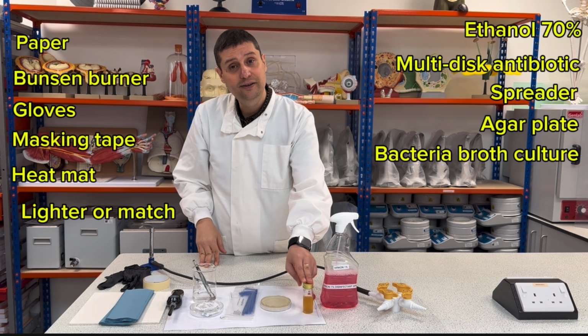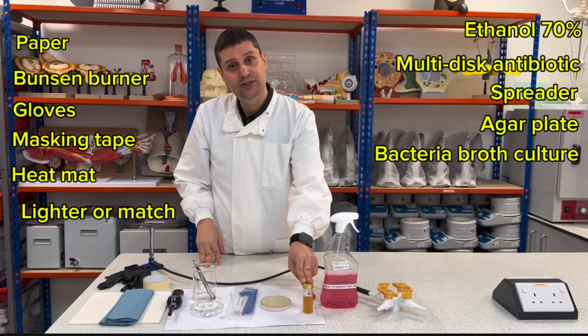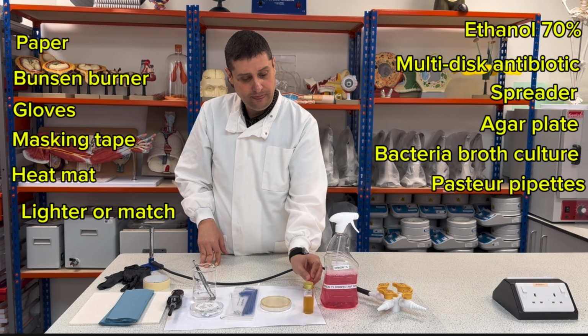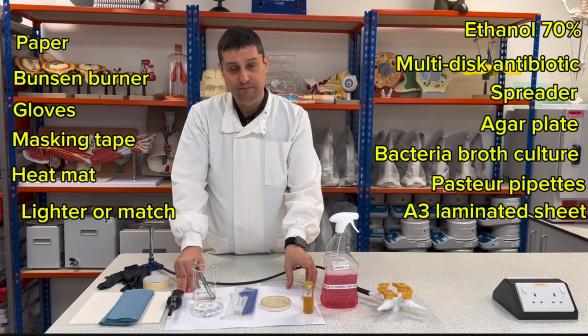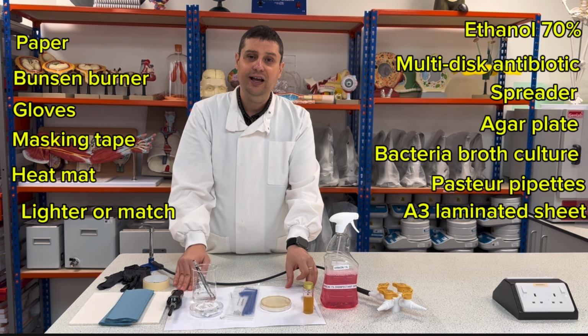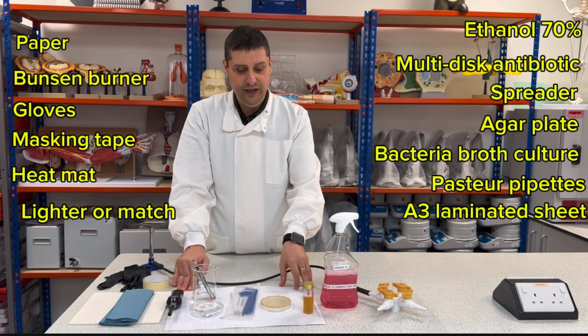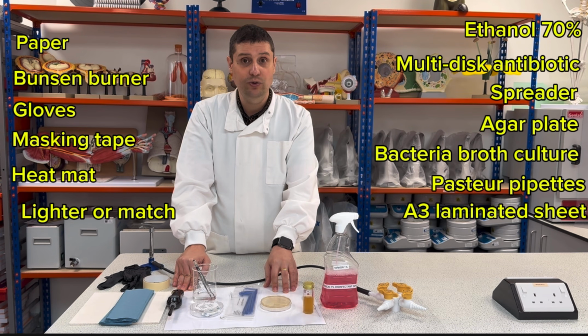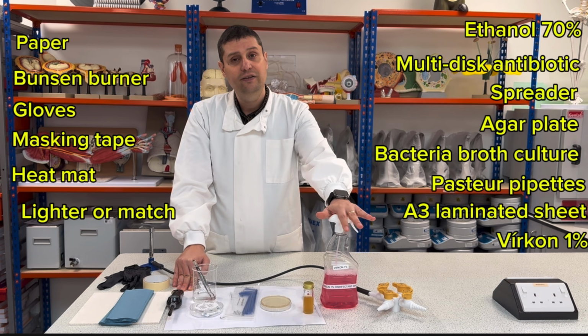I have here my bacteria. In this practical, we're going to be using E. coli, a Pasteur pipette, and an A3 plastic sheet to work on top of. So this is my working station, and Virkon.